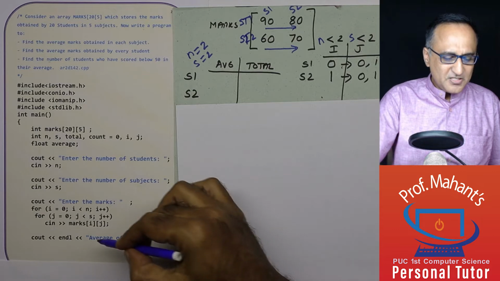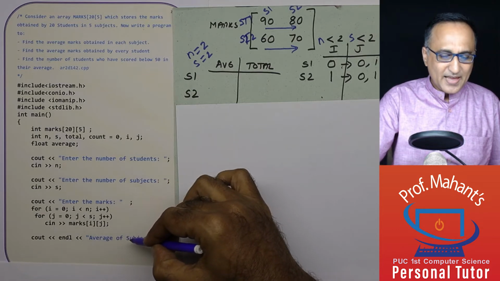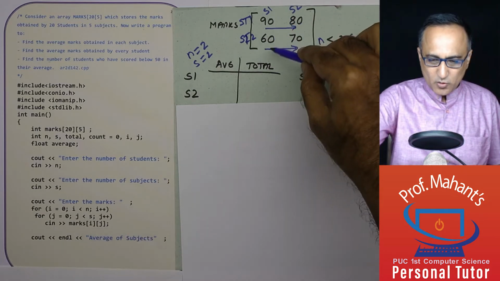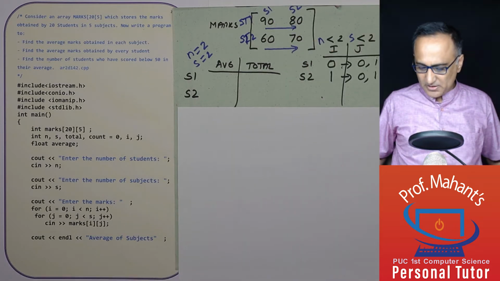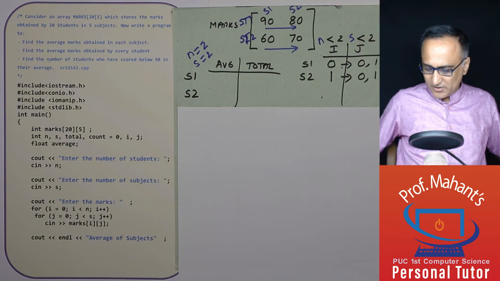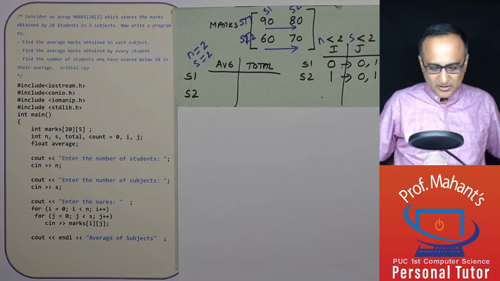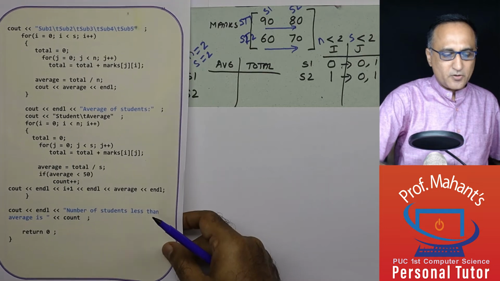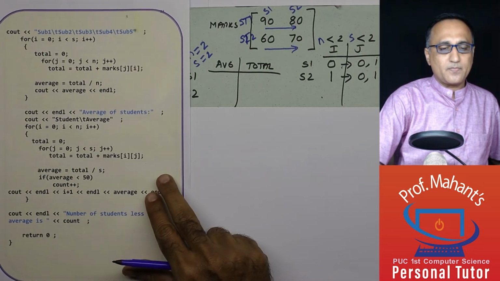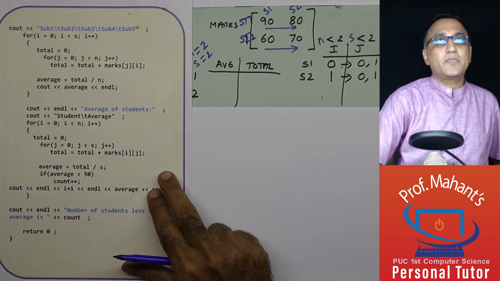Now, first thing is I'm interested to find the average marks of the subjects. That means I want to go column wise and find the average marks of the subjects. Let us see how we proceed with finding the average of the column. So let me place this particular fellow here. All right. Okay. Here it is. It looks good.